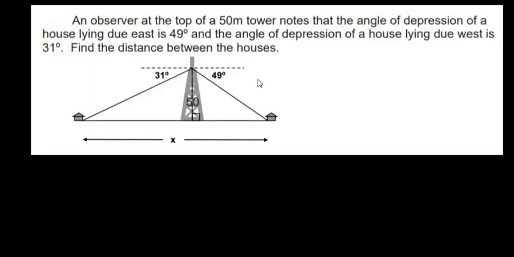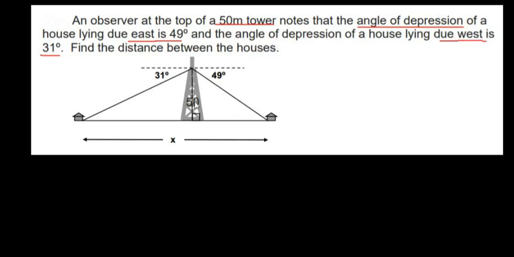Now let us look at the next question. An observer at the top of a 50-meter tower notes that the angle of depression of a house lying due east is 49 degrees and the angle of depression of a house lying due west is 31 degrees. Find the distance between the houses.